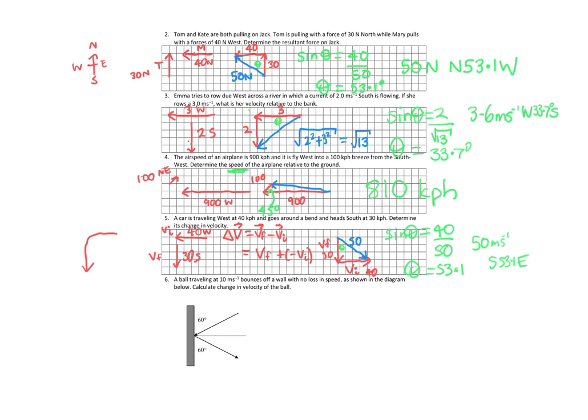So last one here is a ball travelling at 10 metres per second, bounces off a wall with no loss in speed. What does that mean? When it bounces off, it's still going 10 metres per second. As shown in the diagram, calculate the change in velocity of the ball.